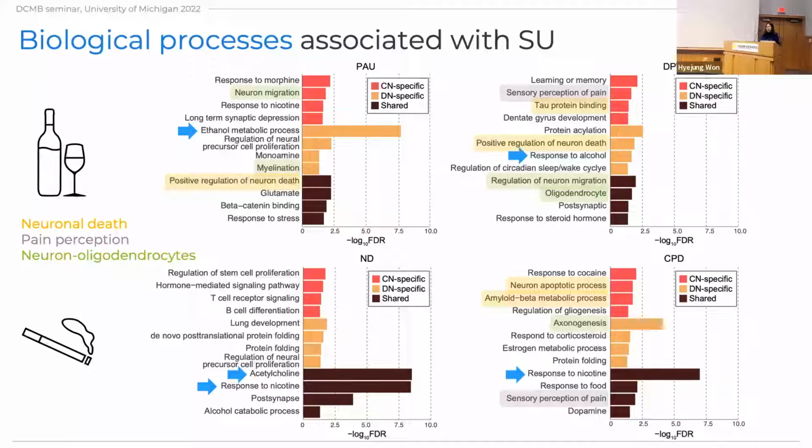And finally, we found neuron oligodendrocyte crosstalks. And this was pretty interesting because all of these gene lists have been already queried from dopaminergic and cortical neurons. So we thought that we would see a lot of neuronal related pathways, but even compared to the neuronal related pathways, we also found that oligodendrocytes seem to play a role. So this suggests that there might be some neuron glia crosstalks that are involved with substance use genetic etiology.